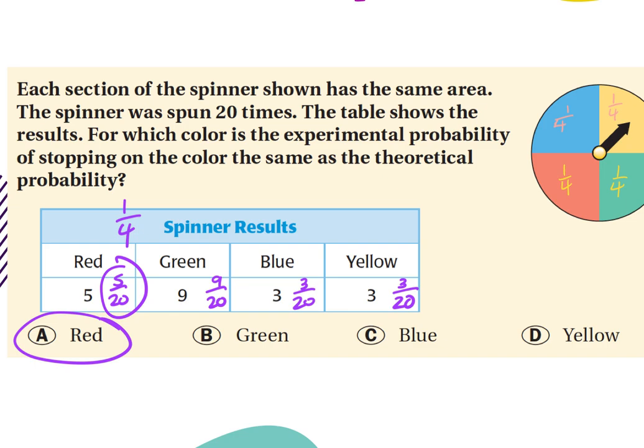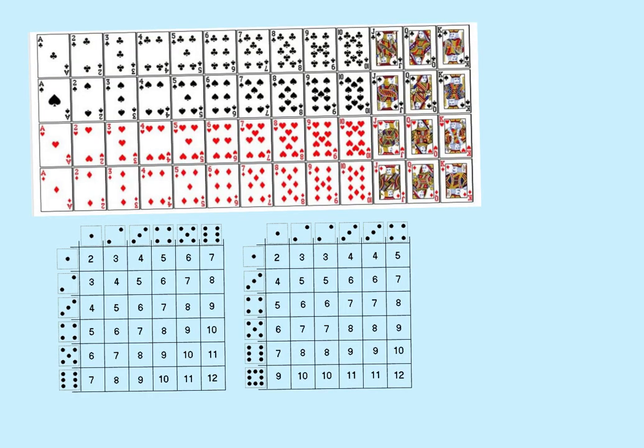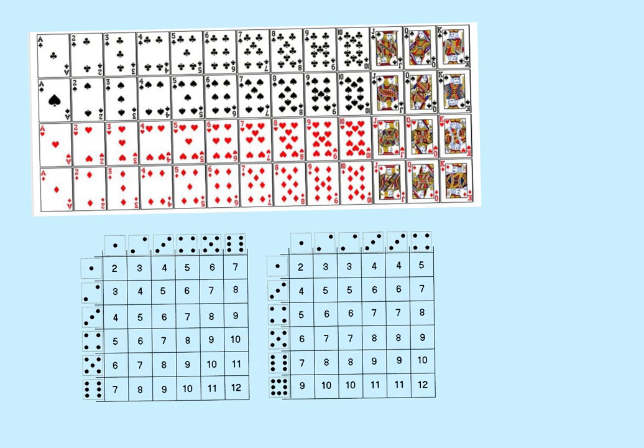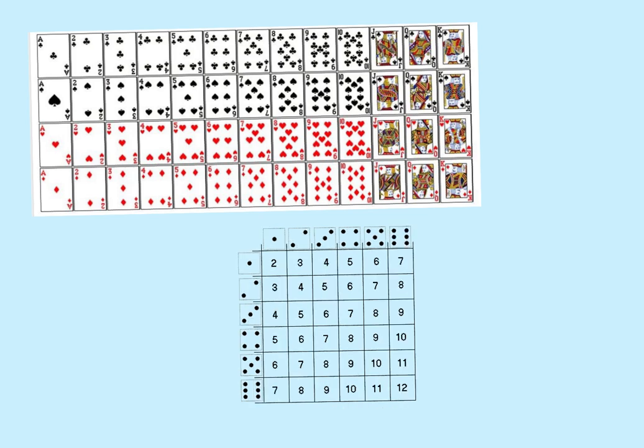Okay, so 2 important things that your book or standardized tests assume you know just from being alive. And that is what a deck of 52 cards looks like. And the other is the outcome of rolling 2 die.